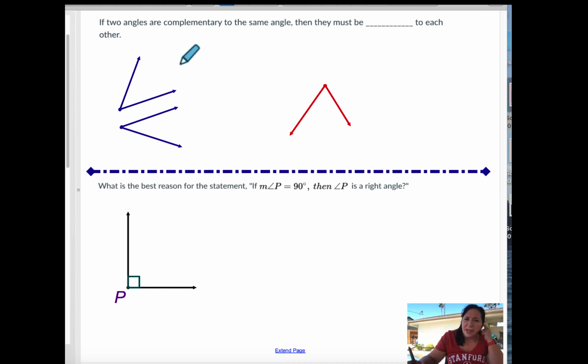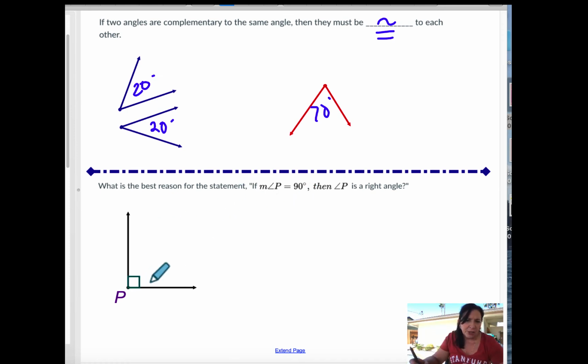In the next problem, it says if two angles are complementary to the same angle, meaning, let's say this is 20 degrees and this is 70, those are complementary angles because they add up to be 90. It says if two angles are complementary to the same angle, then these two angles must be the same angle, so we'll say congruent to each other. This question says, what is the best reason for this statement?